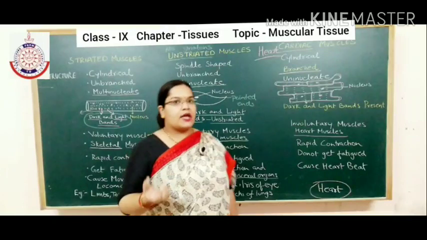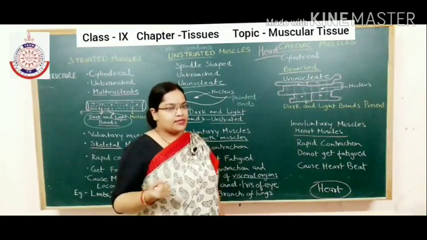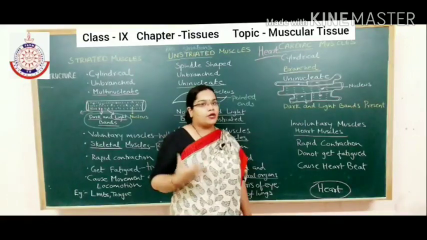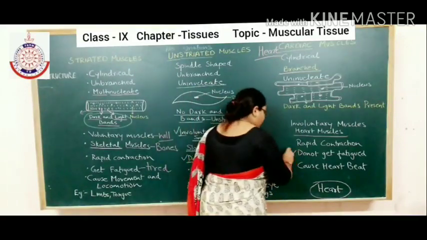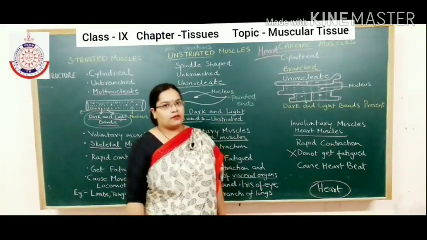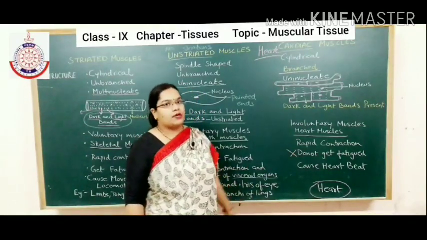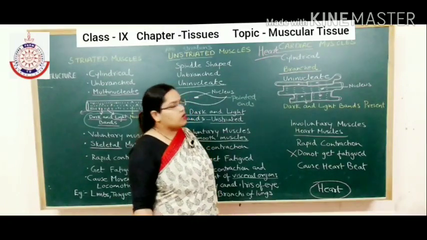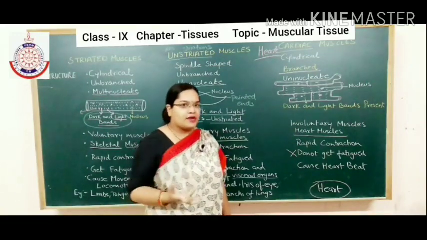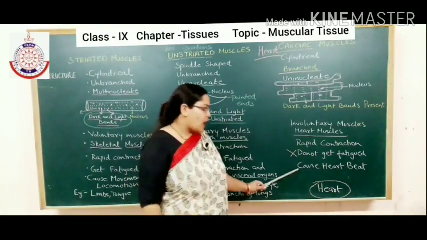Now heart muscles undergo rapid contraction. Okay, fast contraction of heart muscles takes place. But even then the heart muscles do not undergo fatigue. If they underwent fatigue, the person would die. So your heart never stops beating. Heart muscles undergo rapid contraction but they do not undergo fatigue. And what is the function of heart muscles? It causes contraction and relaxation, or you can say it causes movement of the heart, or it causes heartbeat.